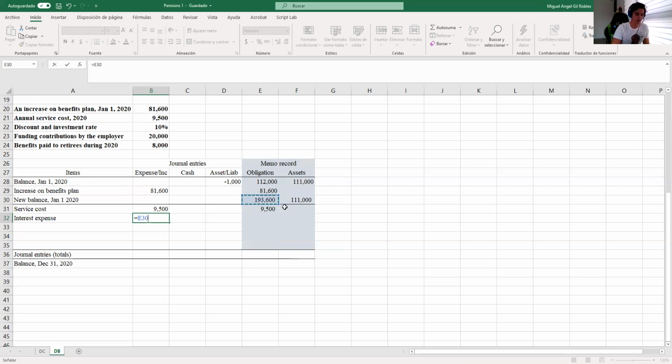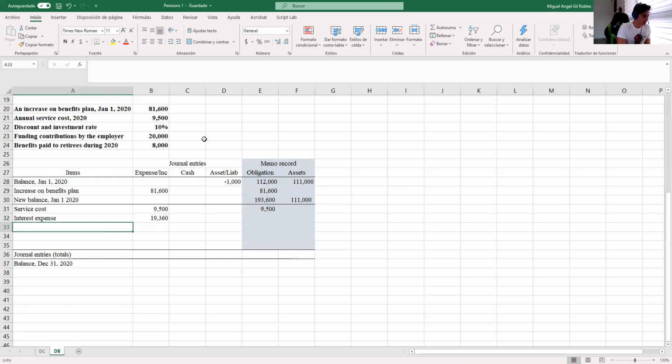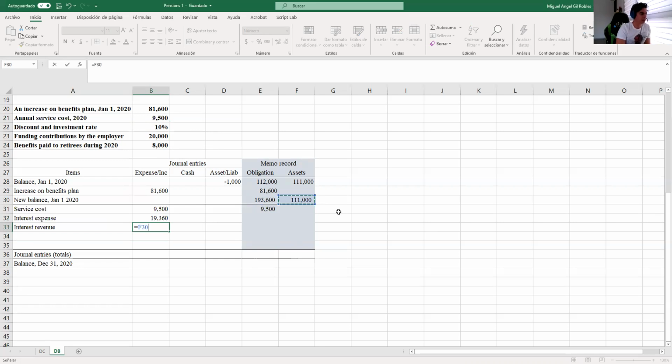Remember the new balance, not the previous balance, times the discount rate. It's 19,360. And then the interest revenue is going to be the same, but with the assets. So remember, this is the revenue from the investment rate of all the assets that I have in the fund.